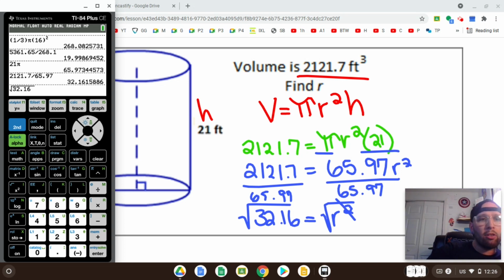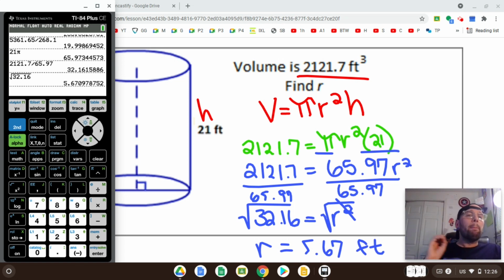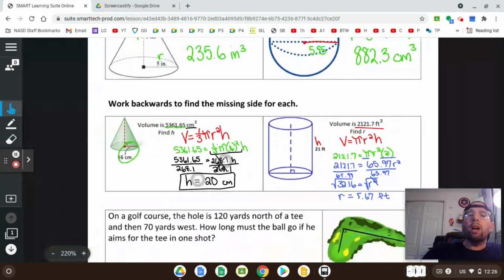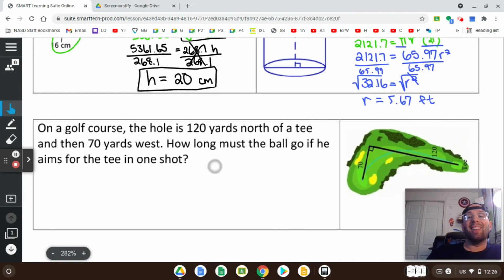32.16, enter, is 5.67, so r is going to equal positive 5.67, and that is regular old feet. So the radius is 5.67 feet. Remember, usually when I have to take the square root of both sides to solve an equation, I attach a positive or negative symbol or a plus or minus symbol. But in this case, I don't, because real world problems don't have negative lengths. And that's going to come into play a lot in this packet.